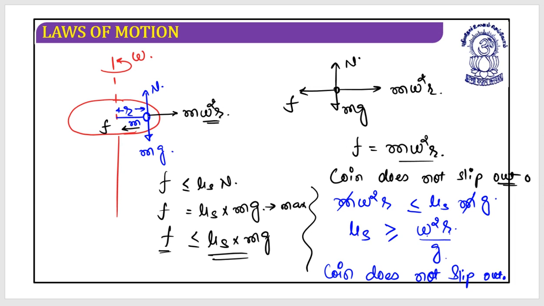I hope these things are clear. Is it clear? Great. So the coin is not going anywhere and it does not slip out. Do you understand this completely?